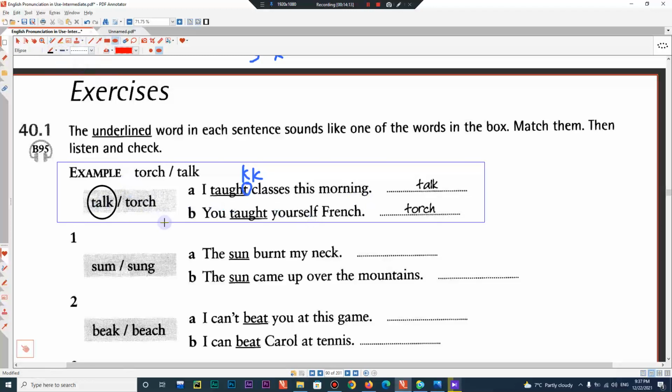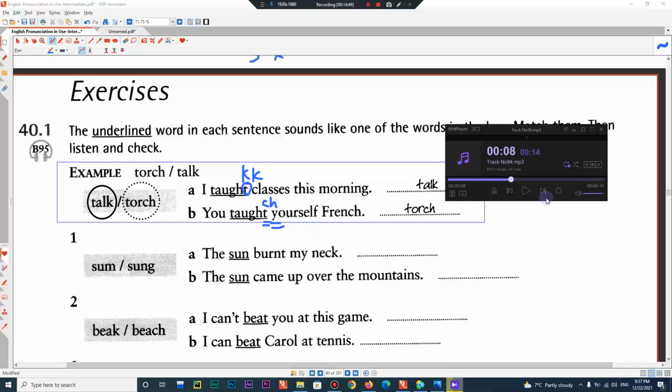And the other one, as you can see, is "taught." So "you taught yourself French." Now remember, when we have te and ye, the kind of linking that happens is the che sound. So che is good here. Yes, you taught yourself French. If you listen carefully, you can feel that che sound in my voice. So part B, you taught yourself French. Part A, I taught classes this morning.